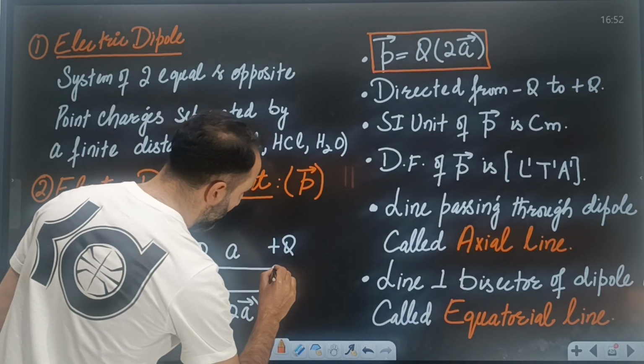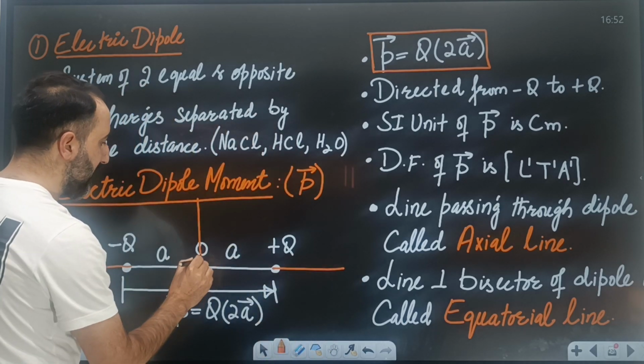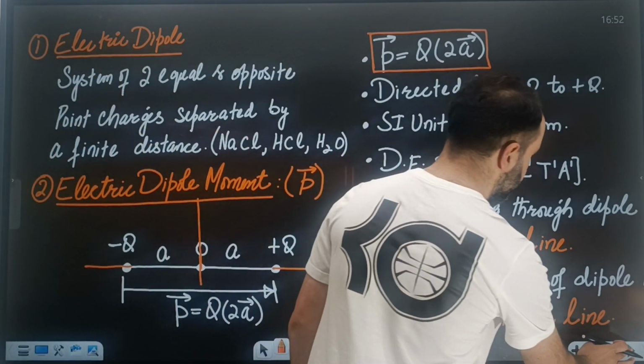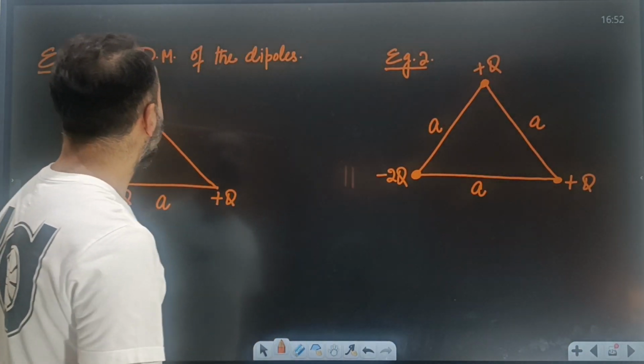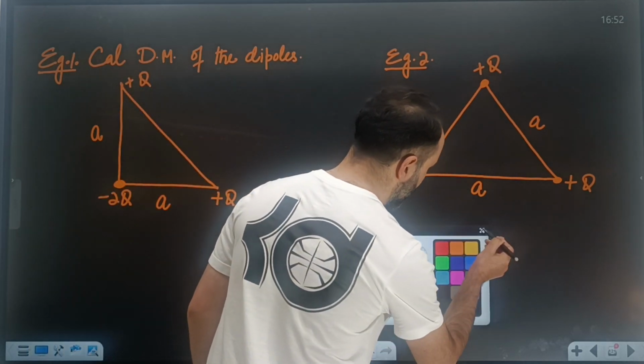This line is what is called the axial line, and this line, the perpendicular bisector of the dipole, is what you call the equatorial line. Okay, a couple of examples on the dipole moment. Let's try to solve these examples.